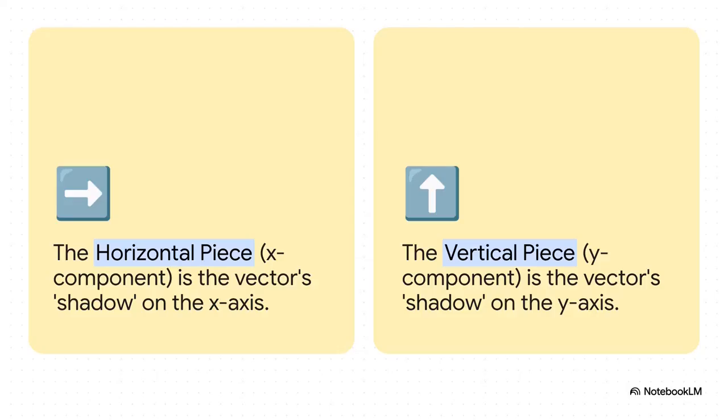And here's a really cool way to think about this: the shadow analogy. Picture this. You've got your vector arrow floating there, and there's a bright light shining straight down from the ceiling. The shadow that arrow casts on the floor, on the x-axis, that's your x component. Now imagine another light, this time shining from the far right wall. The shadow it casts on the left wall, the y-axis, that's your y component. It's so cool because those two shadows tell you everything you need to know.